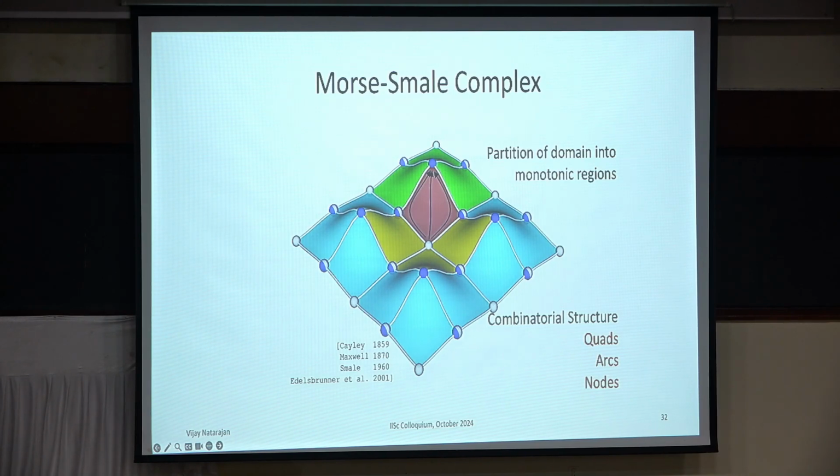So the combinatorial structure of this Morse-Smale complex consists of these quads that you see, the brown quads, their boundary arcs, and the boundary of those arcs, which are the nodes that are the critical points. So this combinatorial structure is now my topological structure, right? That's what I call a topological descriptor. It abstracts away all the geometry, and it produces a reduced representation of my data, of the entire scalar function.